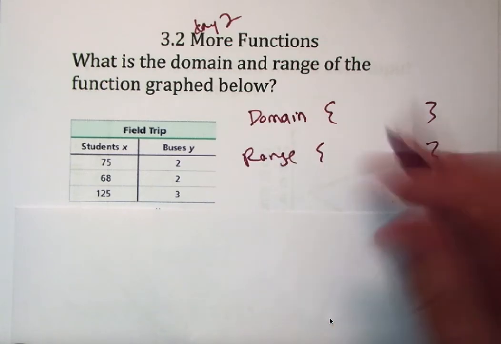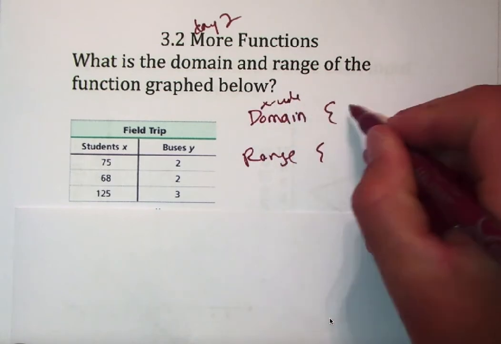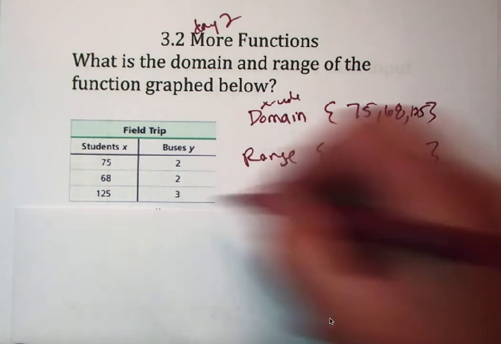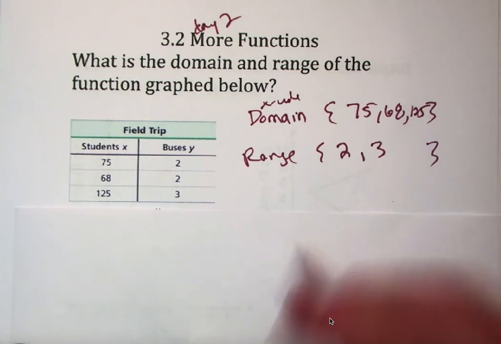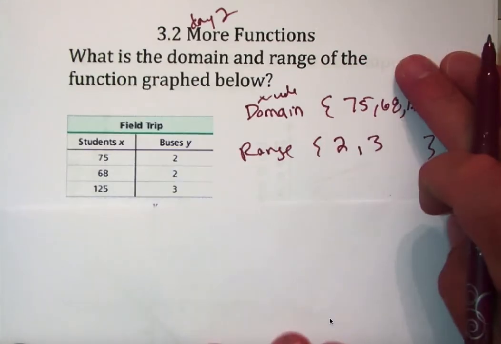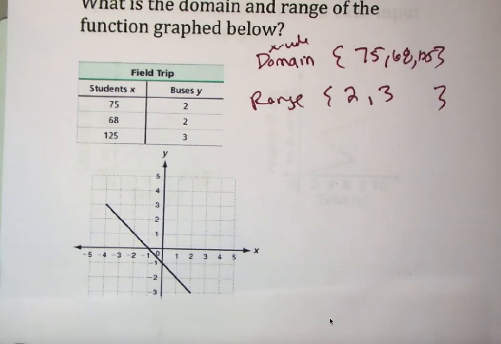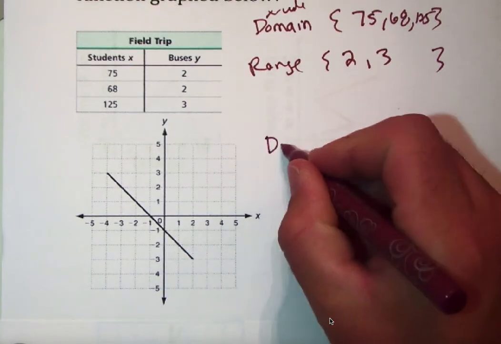So our domain, our x values, would be 75, 68, and 125. And how about our range? 2 and 3. And again, notice we didn't put 2 twice, so we're good. Awesome. All right. Now the question becomes, what if we have a graph to represent a function?